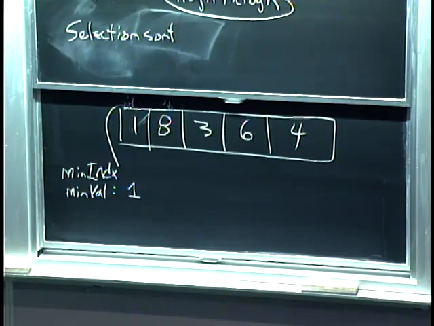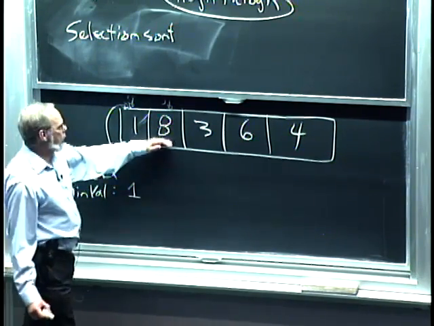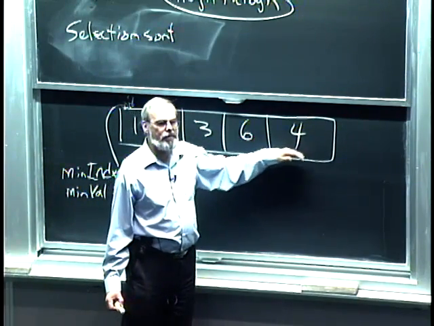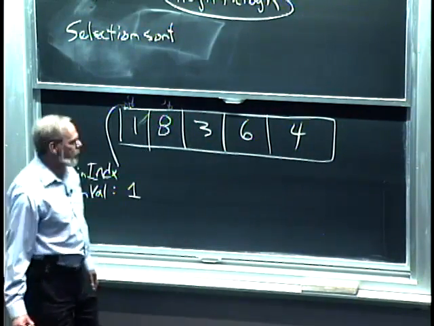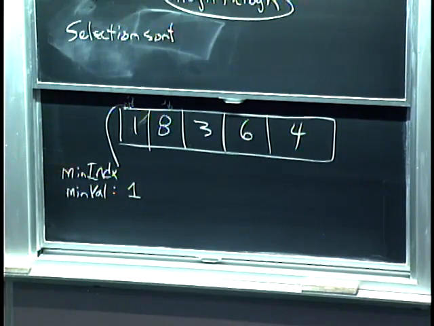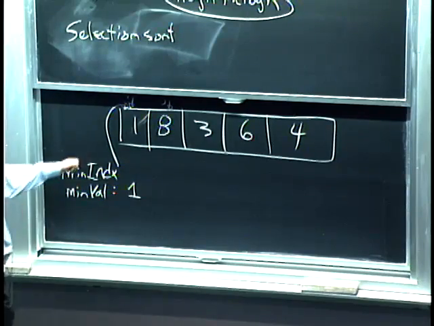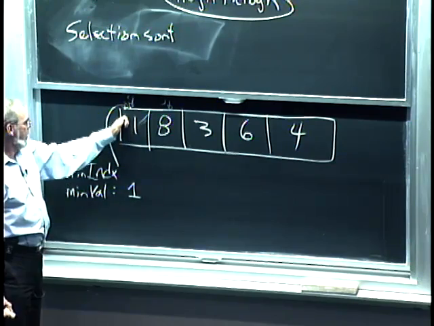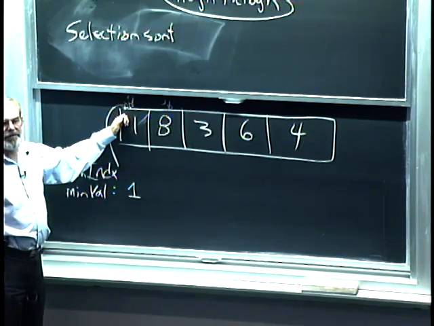All right, so let's walk this. Min value is 1. Is 1 bigger than 8? No. I move j up. Is 1 bigger than 3? No. 1 bigger than 6? No. 1 bigger than 4? No. I get to the end of the loop, and I actually do a little bit of wasted motion there. The wasted motion is, I take the value at I, store it away temporarily, take the value where min index is pointing to, put it back in there, and then swap it around.